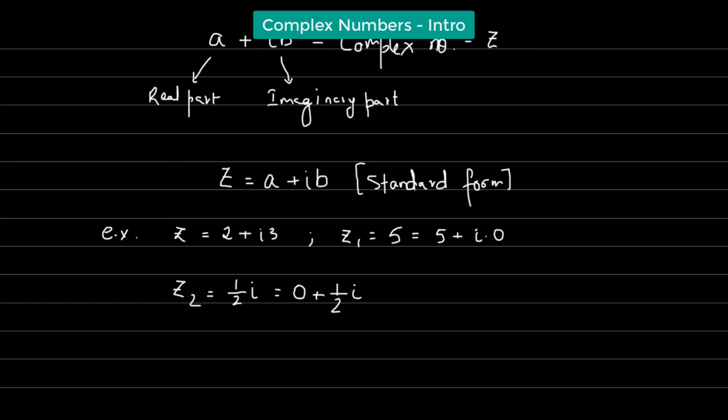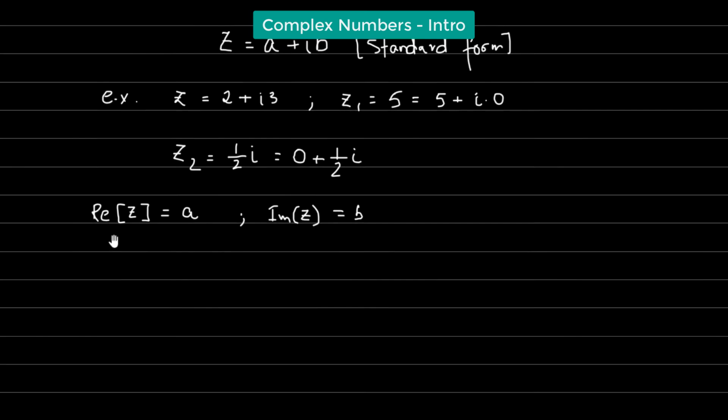Now how do we write mathematically the real and the imaginary parts? Given a complex number A plus IB, we can say that the real part of Z is going to be equal to A, and the imaginary part of the complex number Z is equal to B. Here I'm not writing it as I times B. I'm considering only the absolute value, that is the real number B. So that will be the imaginary part.